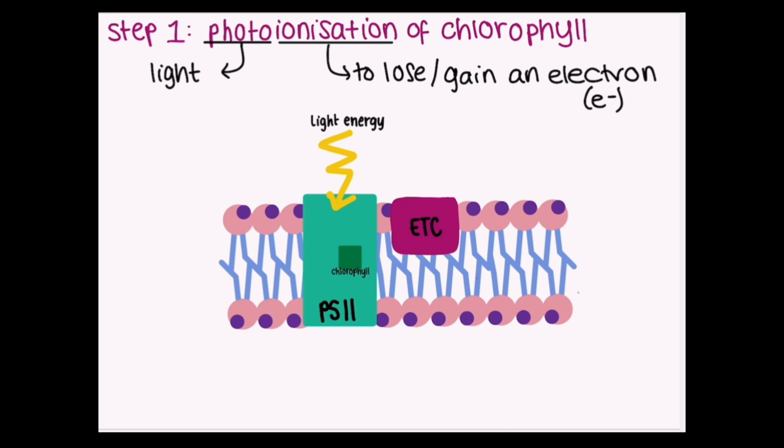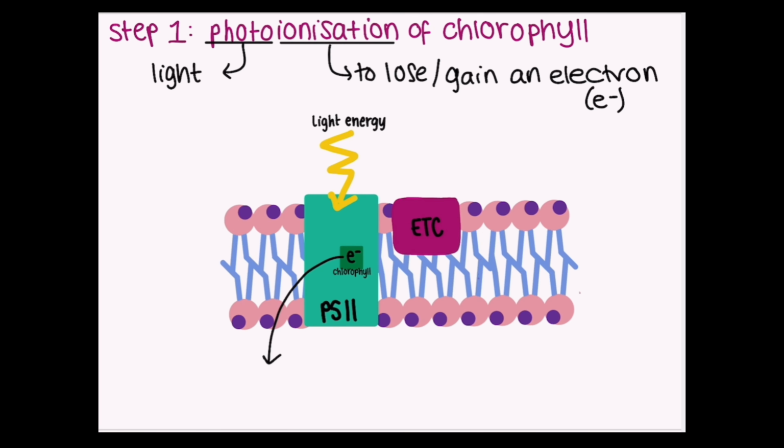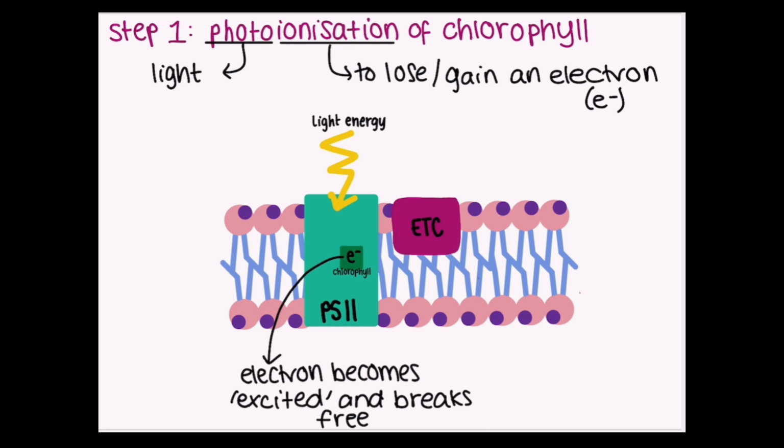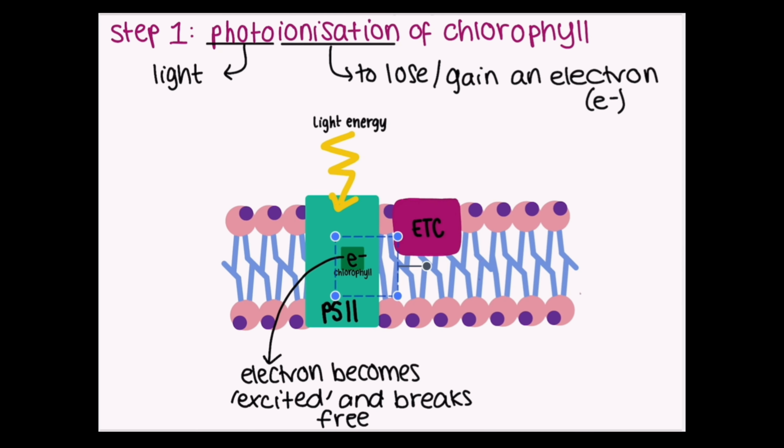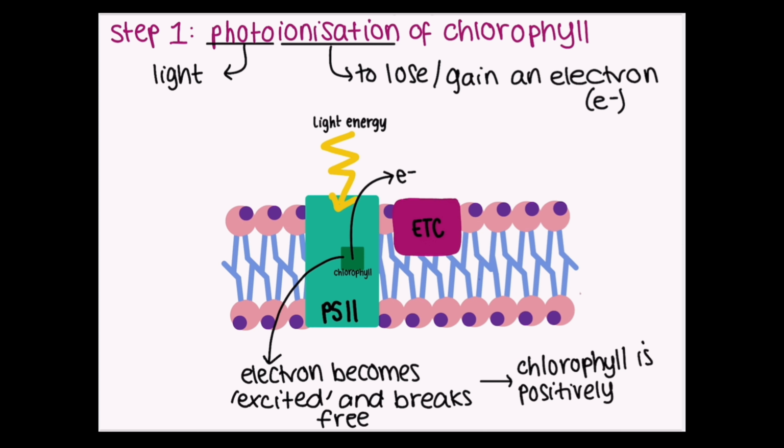happens. First of all, some light energy is absorbed by the chlorophyll molecule, or a chlorophyll molecule, within photosystem number 2, so the first one that we come into contact with in the thylakoid membrane. As this happens, the electrons within the chlorophyll molecule move to a higher energy state, and one of them is able to break free from the chlorophyll altogether. When a substance or molecule loses an electron, that substance or molecule is said to have been oxidized and to be positively charged. So the chlorophyll molecule is now positively charged and that electron has been released.